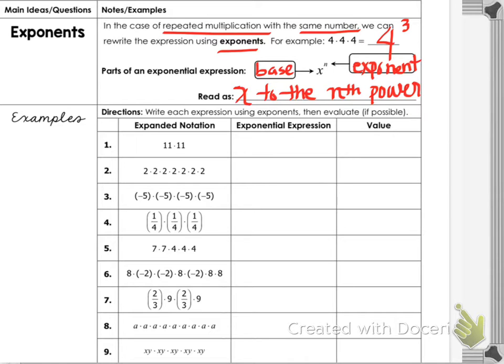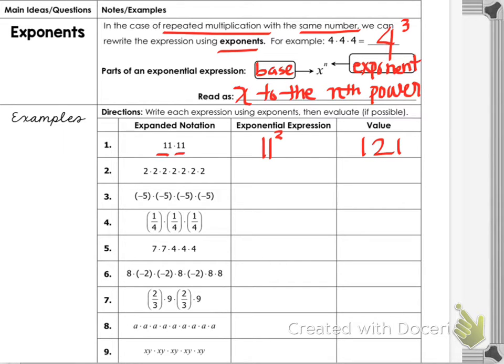For the next few examples, the directions say to write each expression using exponents, then evaluate if possible. So we see 11 times 11. The base is going to be that same number as a factor. So what factor is the same each time? 11, that's your base. The exponent is how many times that factor appears. How many times do we see 11 as a factor? Twice. The exponent is 2. Can we evaluate 11 squared? 11 squared is the same as, again, 11 times 11, which gives us 121.